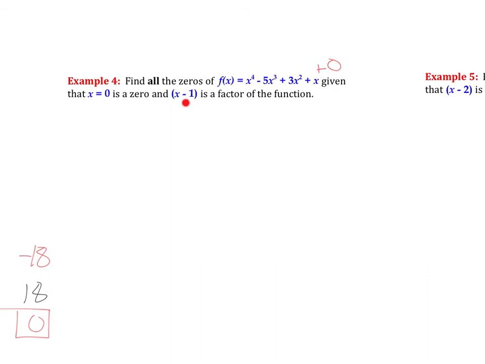And they're giving me two values. So I've got x equals 0 is an x-intercept. So that'd be the origin. And then x minus 1 is a factor, which is another way of saying x equals 1 is an x-intercept. So we'll divide out one then the other. The order doesn't matter. I'll do the 0 first, then the 1. But again, it does not matter. So let's get started here.